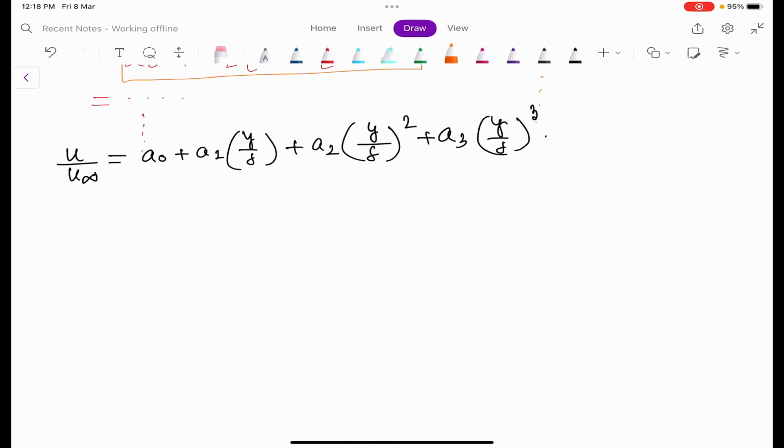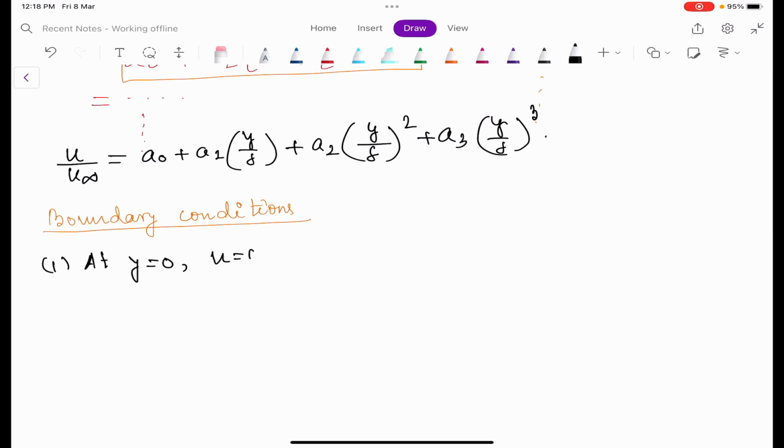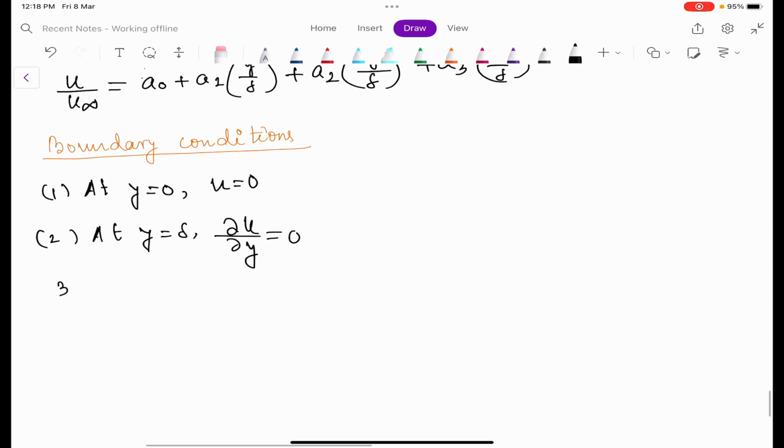So boundary conditions, and what will be those? Firstly, no slip at y equal to 0, u is 0. Then at y equal to delta, del u del y is 0. Then we also have at y equal to delta, u is u infinity. Now what can be the fourth boundary condition?